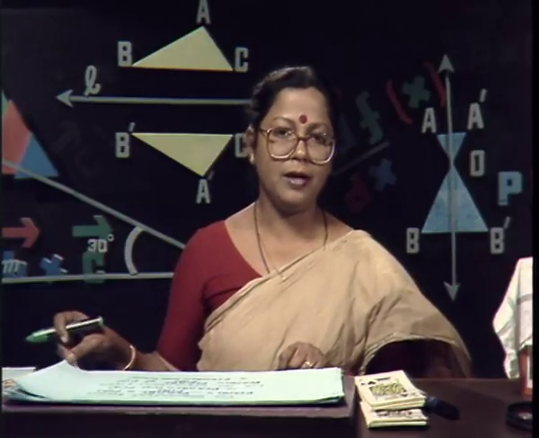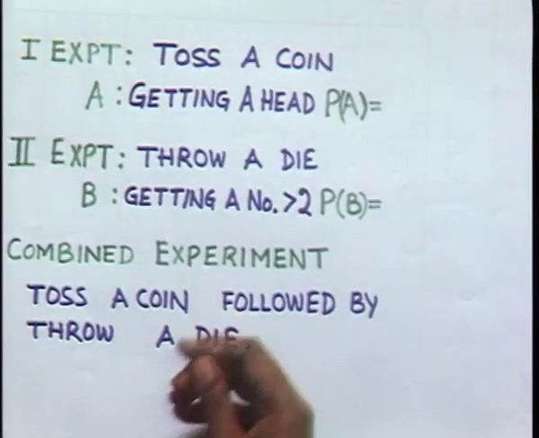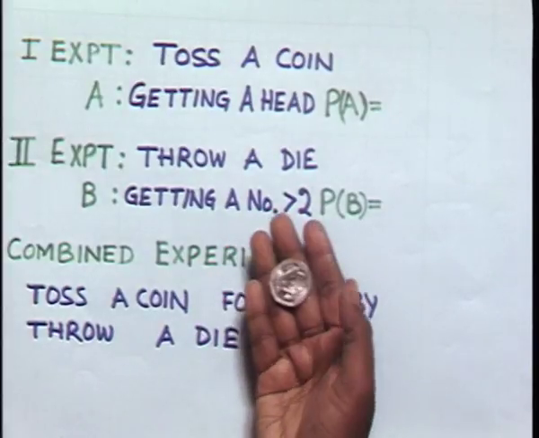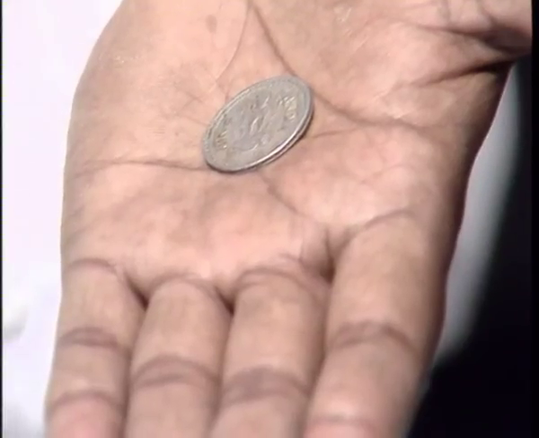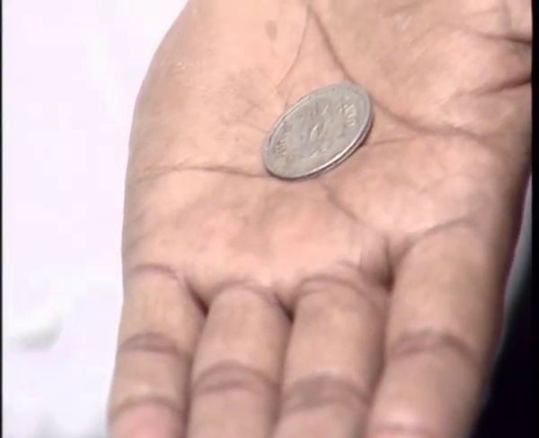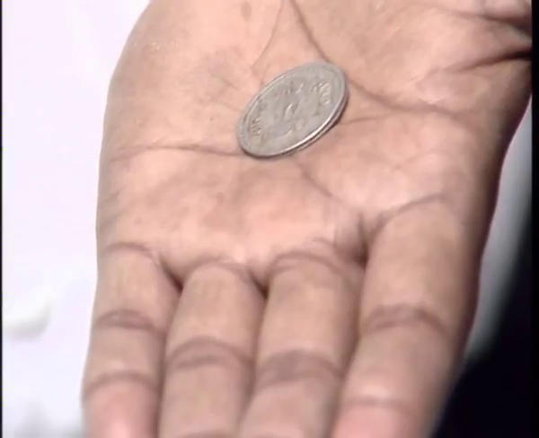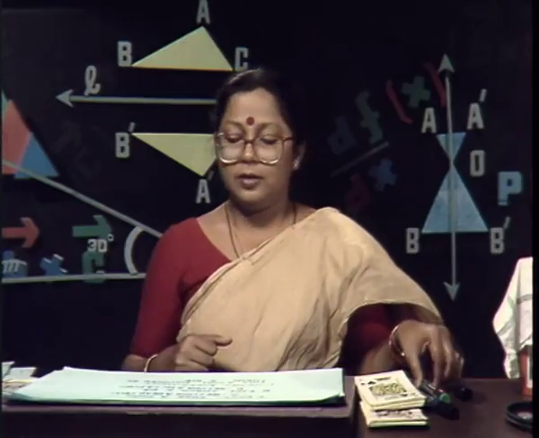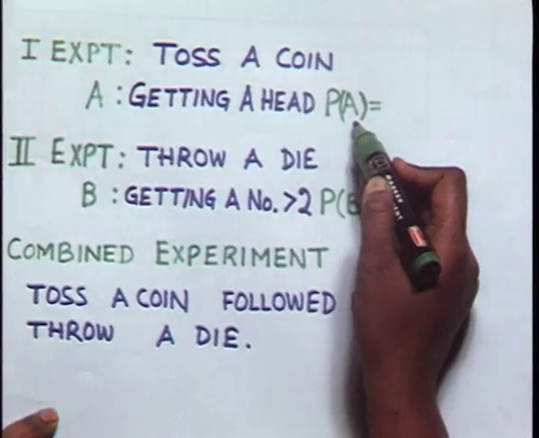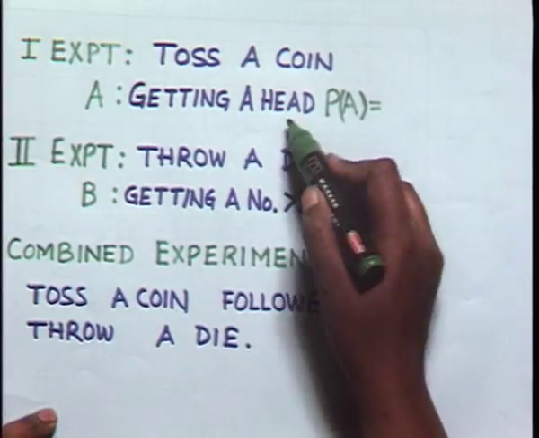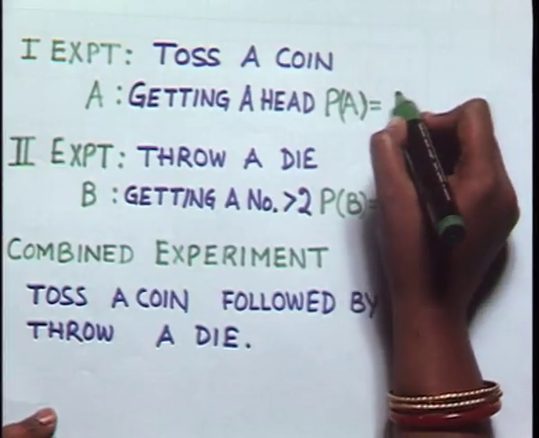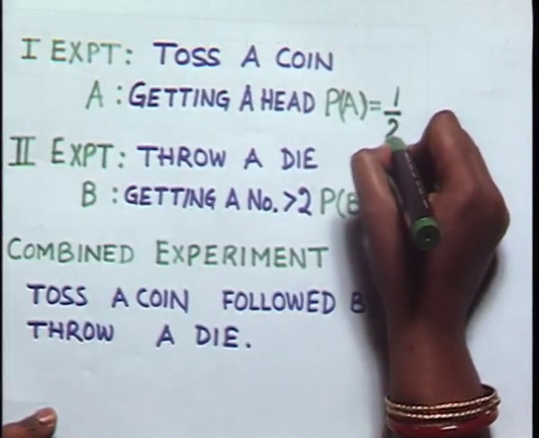We now perform a random experiment. The experiment is tossing a coin and getting a head is the event defined on it. So, there is only one favorable outcome, and therefore, probability of event A, that is getting a head, is equal to 1 upon 2.